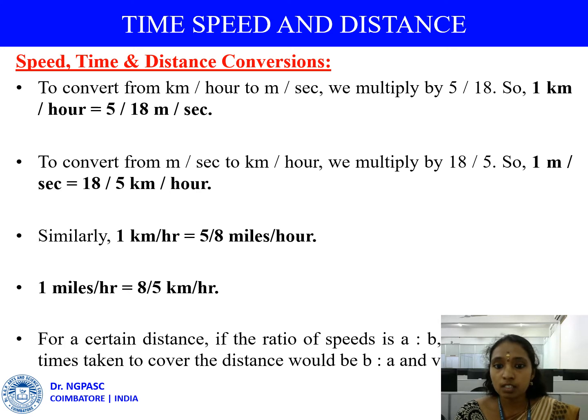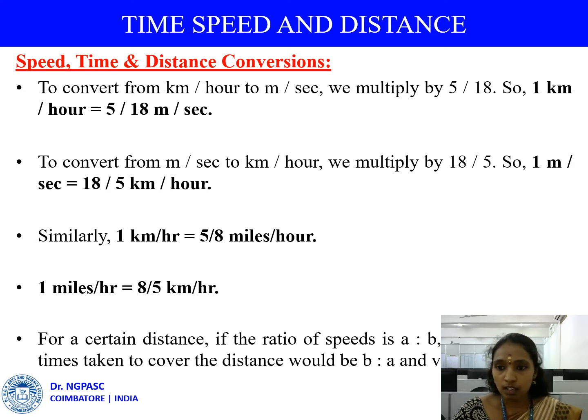So for a certain distance, if the ratio of speed is a is to b, then the time taken to cover the distance would be b is to a. We calculated the speed as a is to b and then the time as b is to a.